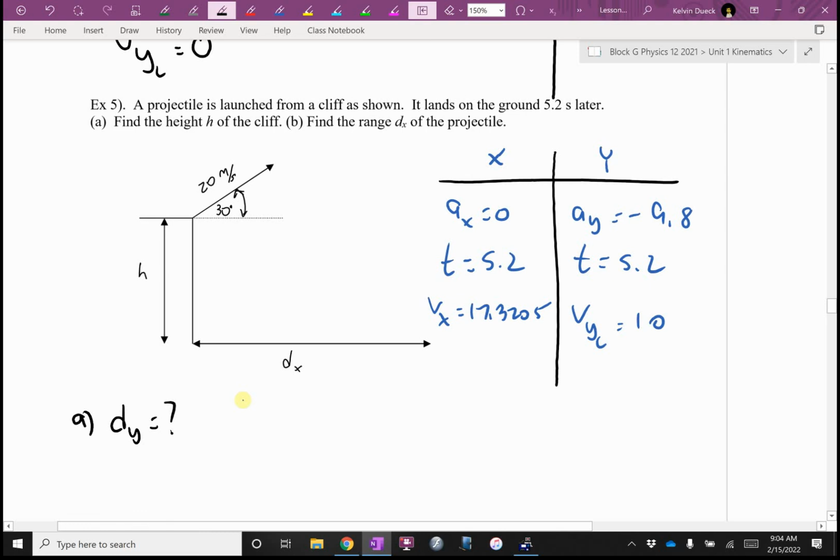Yeah. d equals ViT plus a half AT squared. Vertical, vertical, vertical.